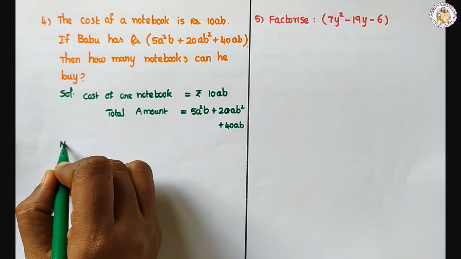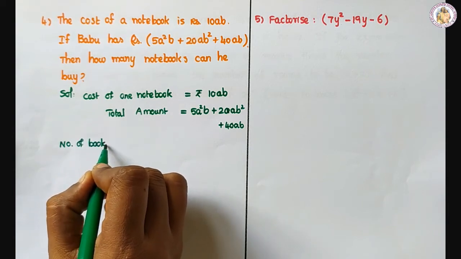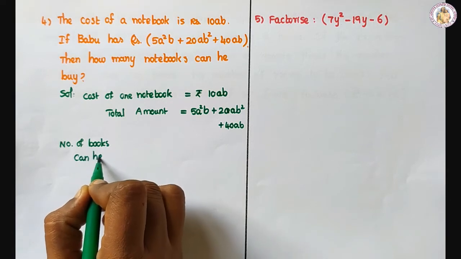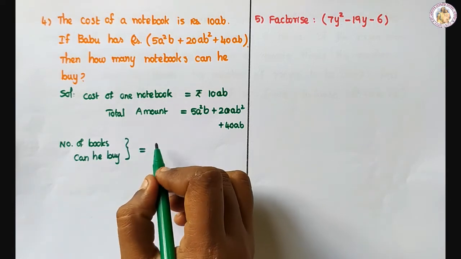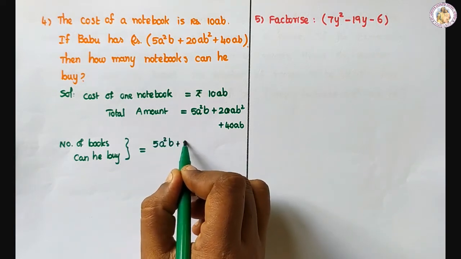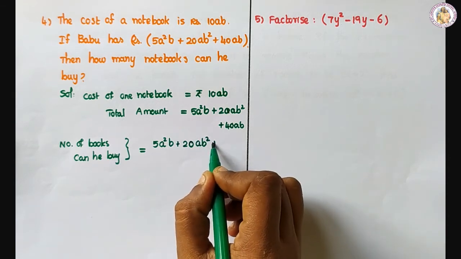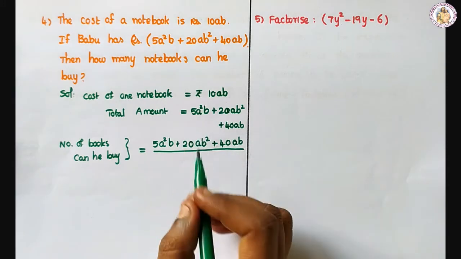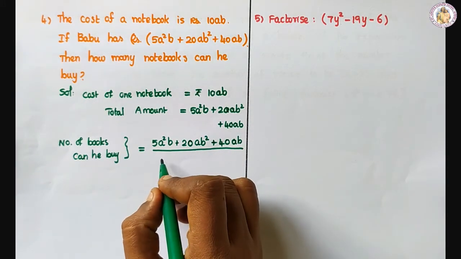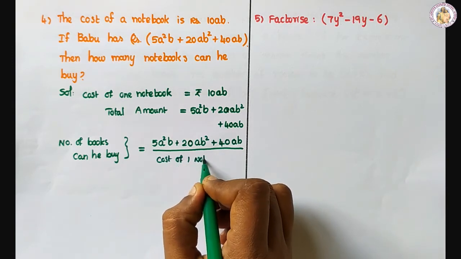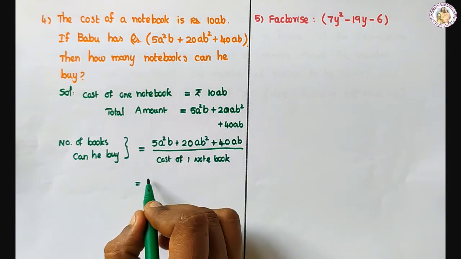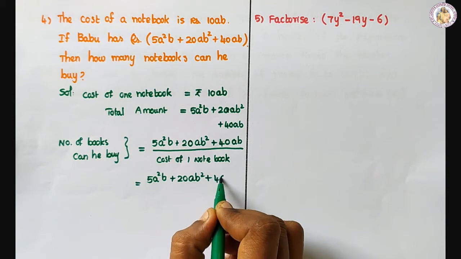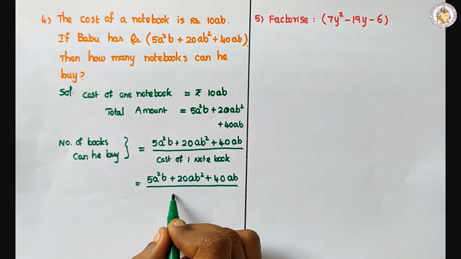Now we want to find out the number of notebooks he can buy. That is equal to total amount divided by cost of one notebook, which is 5a squared b plus 20ab squared plus 40ab, whole divided by 10ab.